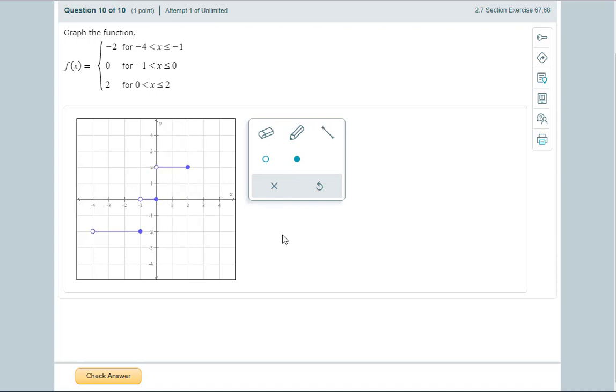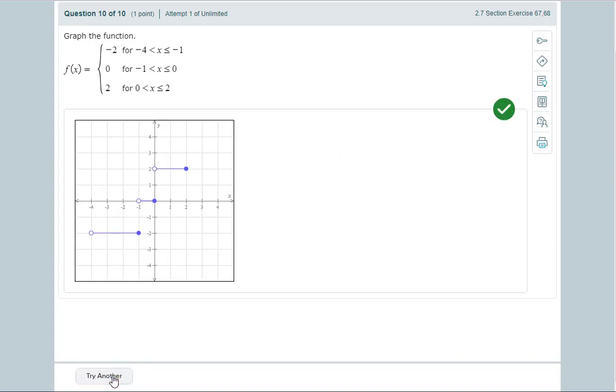And let's see, does that look right? Minus 2, 0, and 2. Minus 4 to minus 1. Minus 1 to 0, and 0 to 2. Let's see if Connect Math likes it. And it does. So, this is showing you how to go about the process of making these graphs in Connect Math.